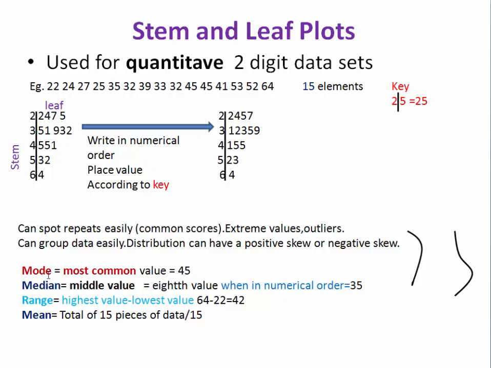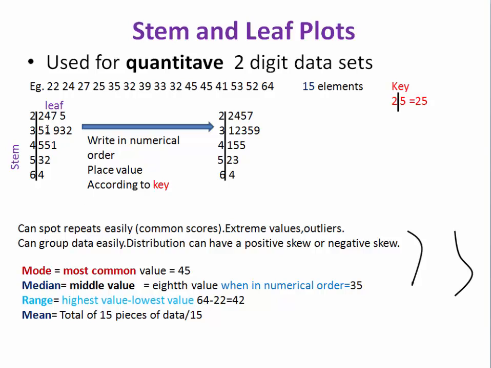Again, let's revise mode, median, range, and mean. Mode is the most common value. So here it's 45 appears twice. That's the mode, 45. Median is the middle value. So the middle value of 15 elements would be the 8th. So 7 on one side, 7 on the other. So 8 would be in the middle. So that's 35. The range, highest value minus the lowest value.